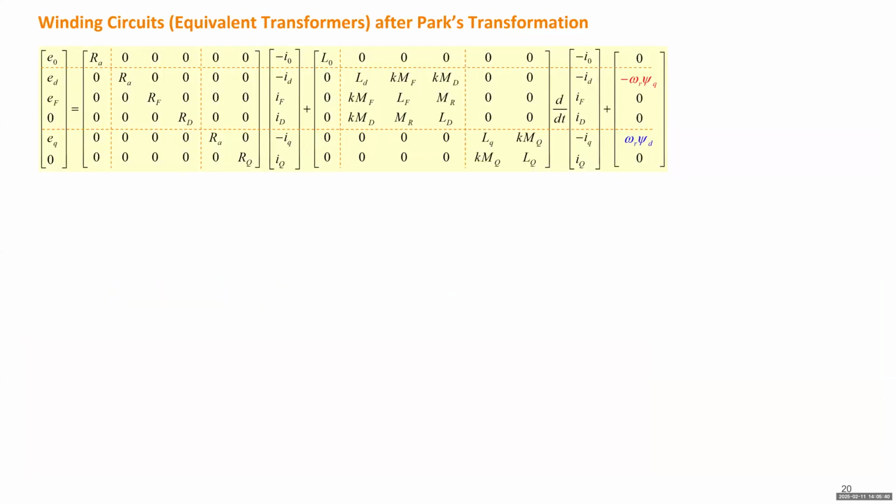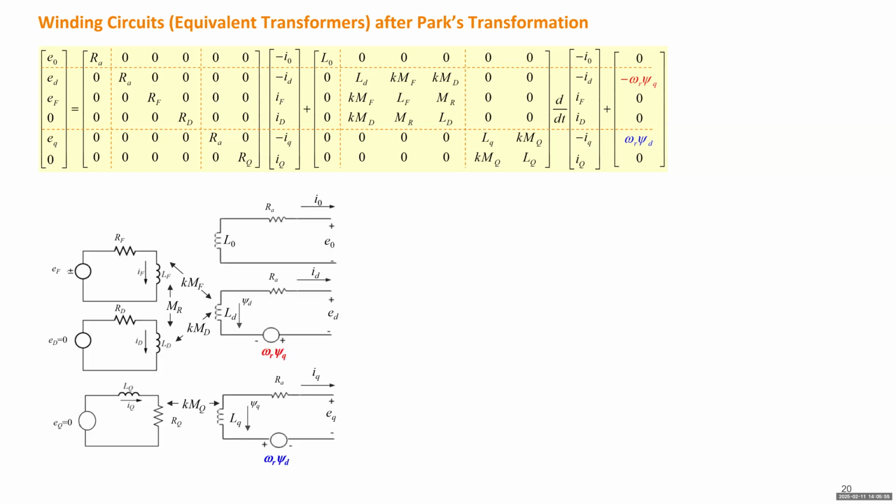I think I need to finish this slide. I need to explain what this red item or the blue item really means in the physical world. If we forget everything we have considered about the generator, and just try to derive equivalent circuits based only on this equation, this will be the final result. Because those voltage equations are separated into 3 groups, 0, D, and Q, that means there are 3 sets of circuits: a circuit in the 0 axis, the D axis, and the Q axis.